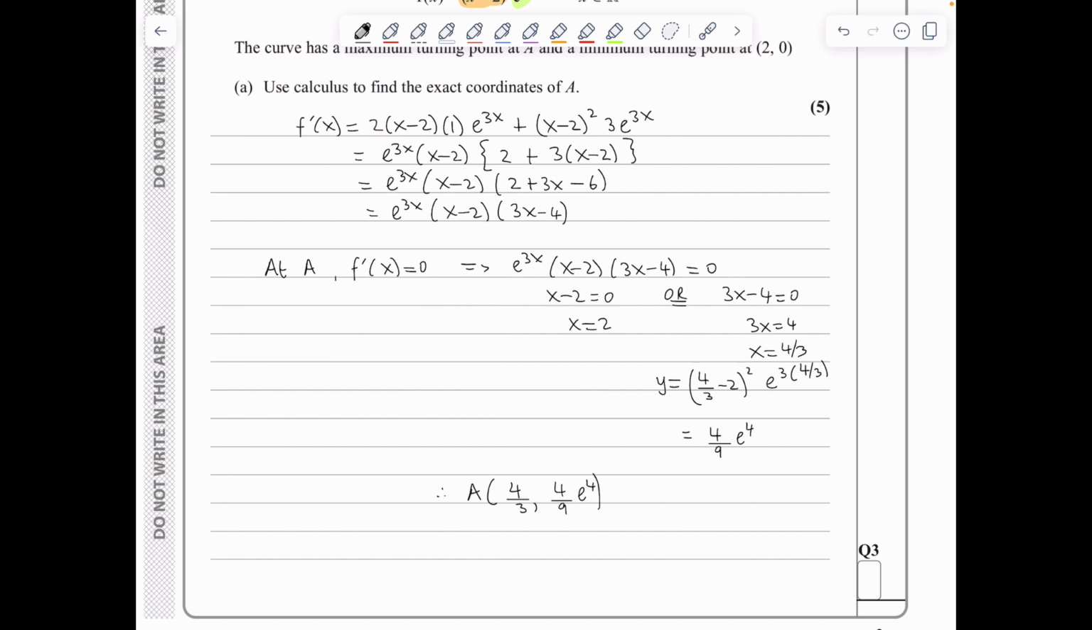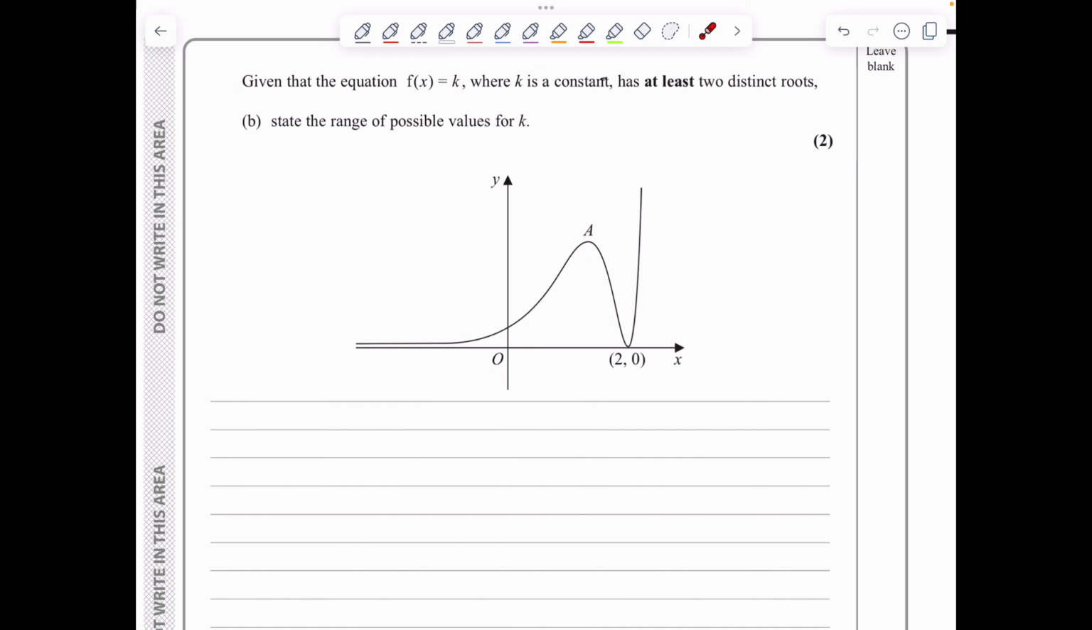We're then told that the equation f(x) = k, where k is a constant, has at least 2 distinct roots, and we need to state the range of possible values for k. Well, I will start by writing down the coordinates of point A, the point we just determined in part a. So we know that the height, the y value, is (4/9)e⁴, and we are considering points of intersection with the straight line y = k, which is just a horizontal line.